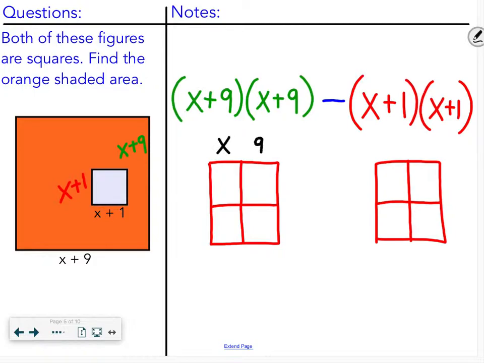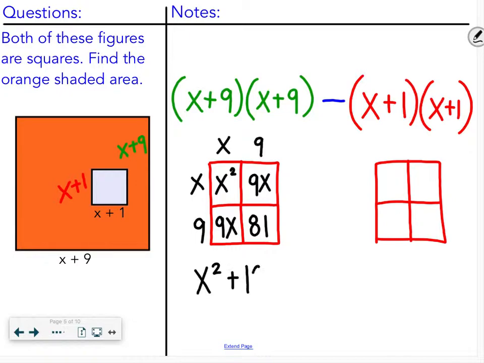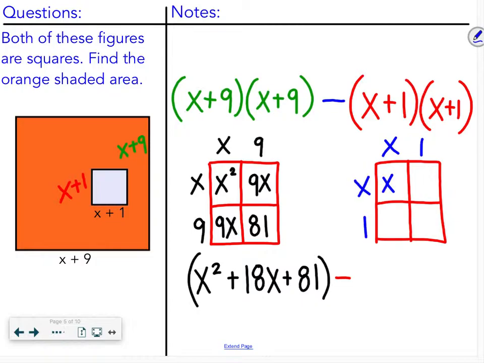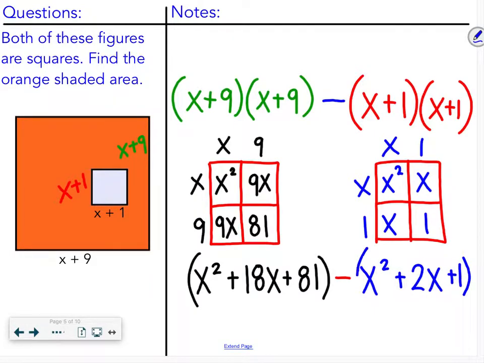So x and 9, x and 9. That will give me x squared plus 18x plus 81. That's the bigger square. And then we're going to subtract our smaller square. You have to make sure you always subtract the smaller square from the bigger square. You will not get the right answer if you do the small square minus the big square.